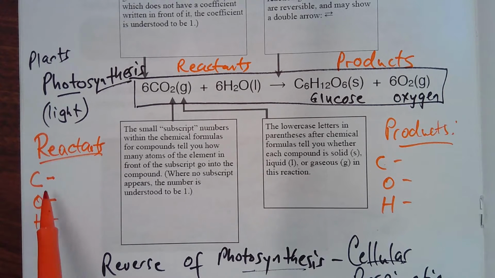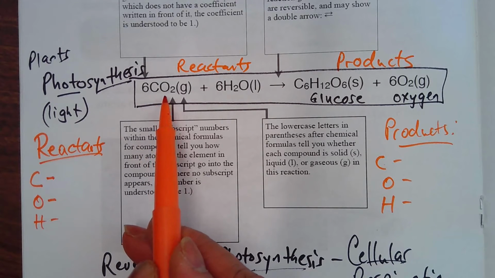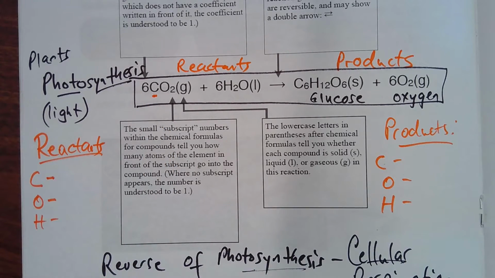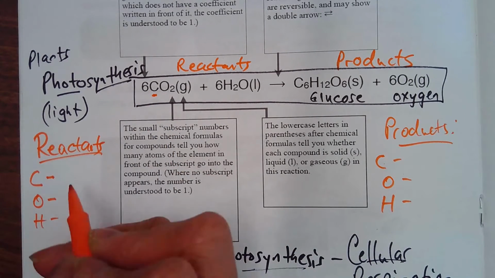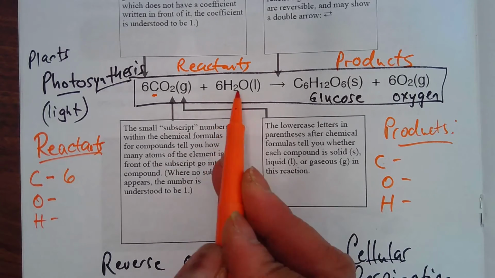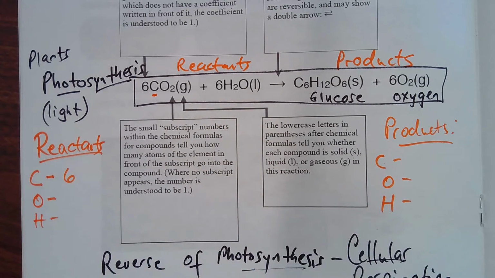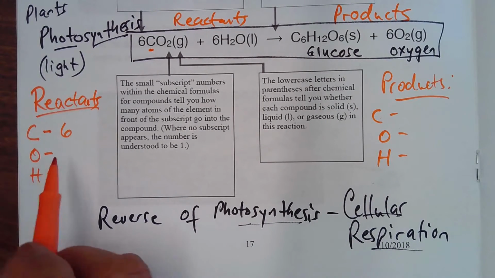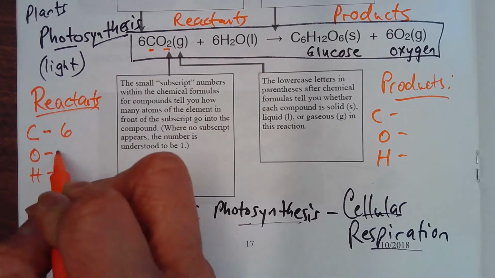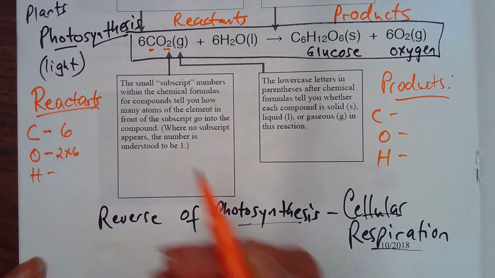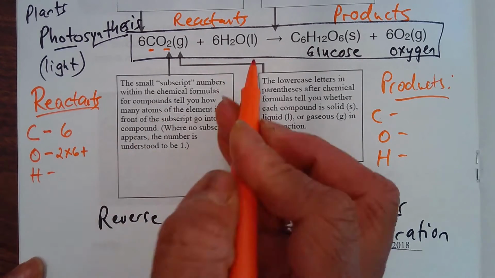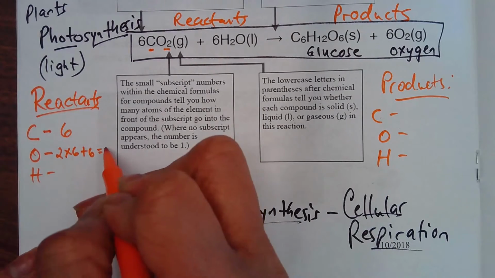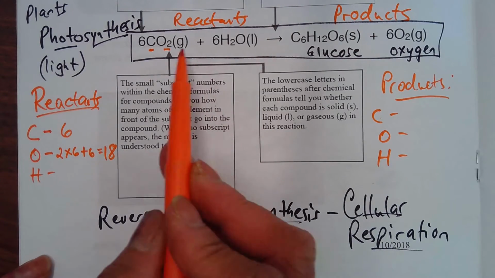Okay, so let's count how many carbon do we have. Okay, so in this CO2, how many carbon do you have? C is right here. So you have 6 carbon here. 6 times 6 is 12. How many atoms altogether? 36 atoms altogether, right?